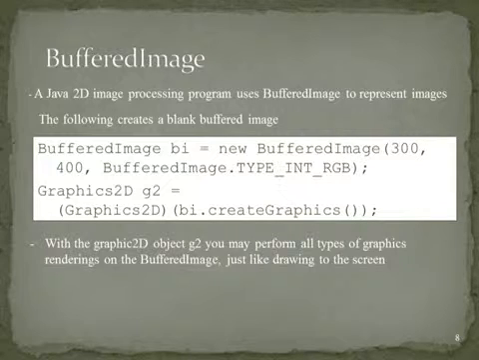To draw on a buffered image, first we need to obtain a Graphics2D. To obtain a Graphics2D, we construct Graphics2D g2 equals cast to Graphics2D of bi.createGraphics. With the Graphics2D object g2, we may perform all types of graphic rendering on the buffered image, just like drawing on the screen. In JDK versions prior to 1.5, standard Java 2D does not directly support loading of a buffered image from an external file or network source.